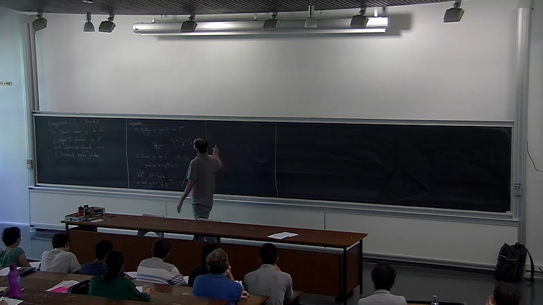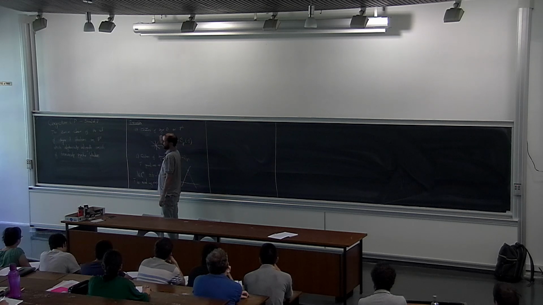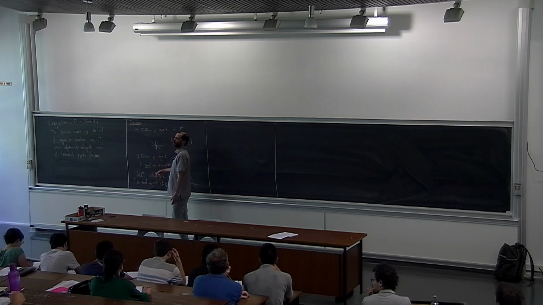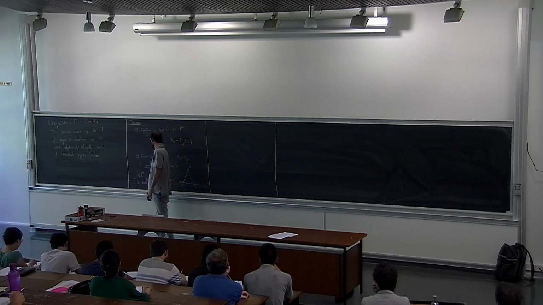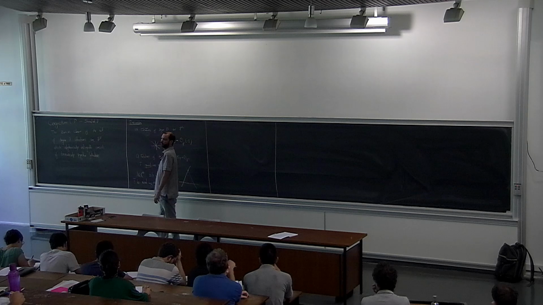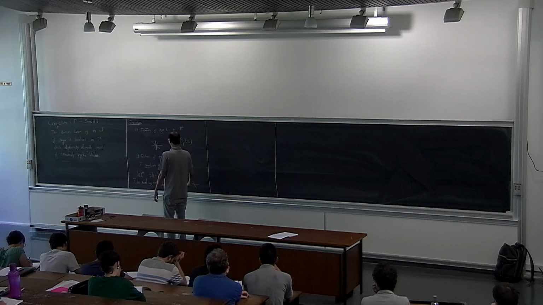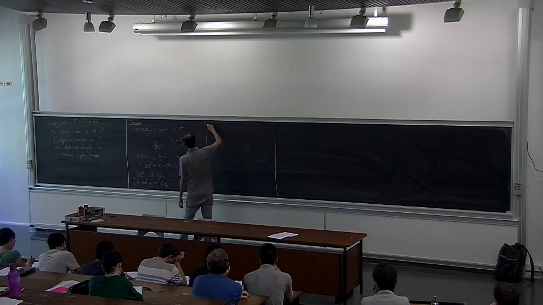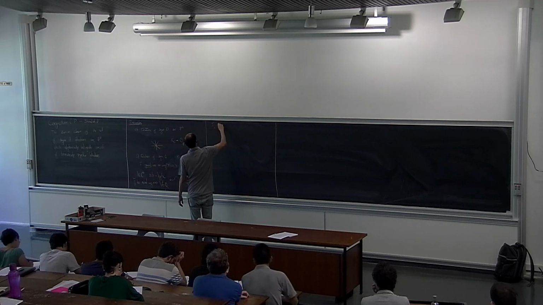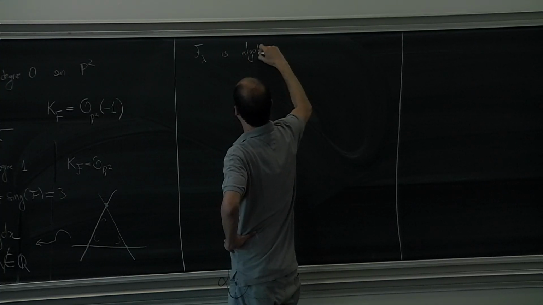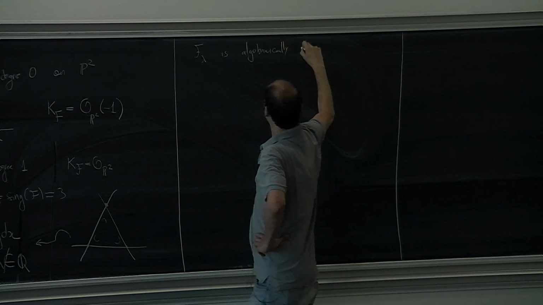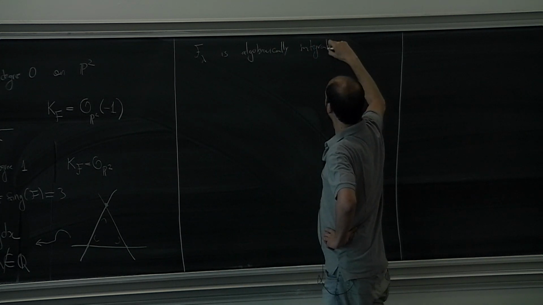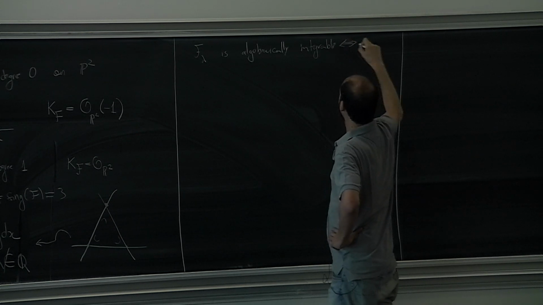I'm just looking at any foliation. Any foliation of degree 0 is like that, and I'm describing the general foliation of degree 1. It will be like that. And all leaves will be algebraic if and only if, again, lambda belongs to Q. So in this case, let's call this F lambda. Then F lambda is algebraically integrable if and only if lambda belongs to Q.